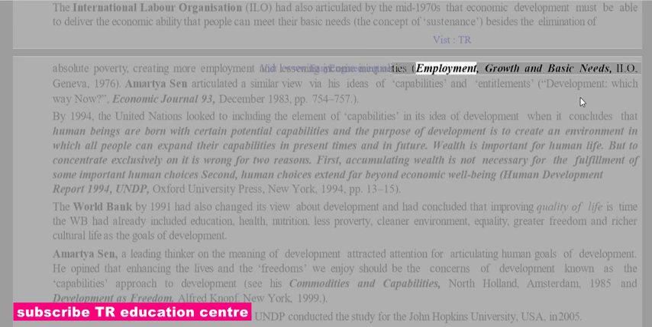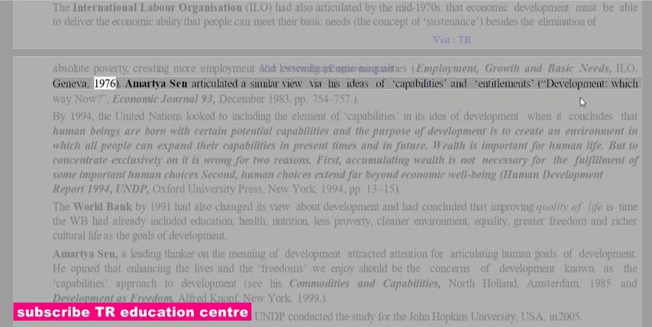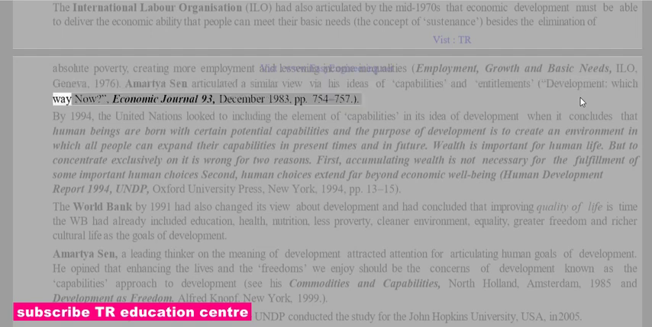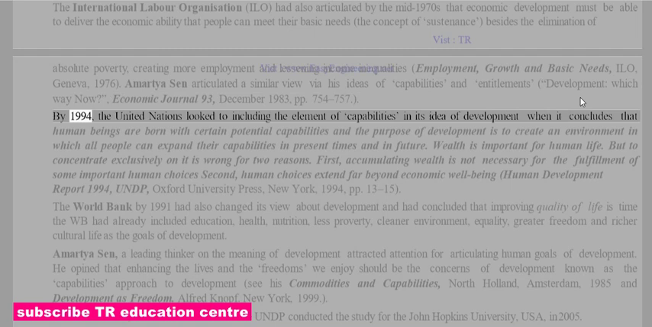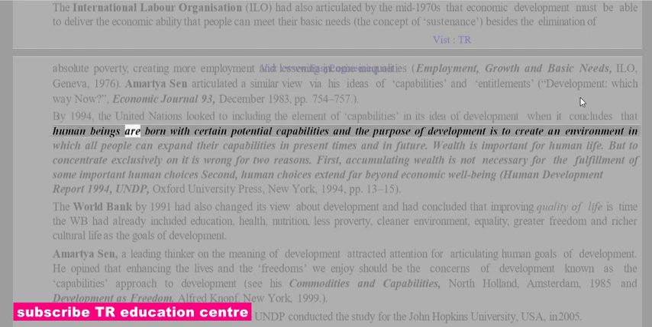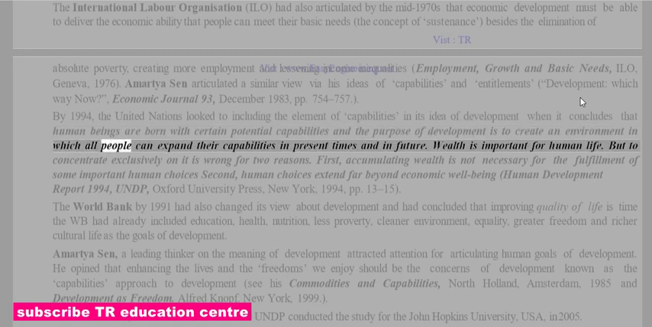Employment, Growth and Basic Needs, ILO, Geneva, 1976. Amartya Sen articulated a similar view via his ideas of capabilities and entitlements, Development: Which Way Now, Economic Journal 93, December 1983, pp. 754-757. By 1994, the United Nations looked to including the element of capabilities in its idea of development when it concluded that human beings are born with certain potential capabilities and the purpose of development is to create an environment in which all people can expand their capabilities in present times and in future.